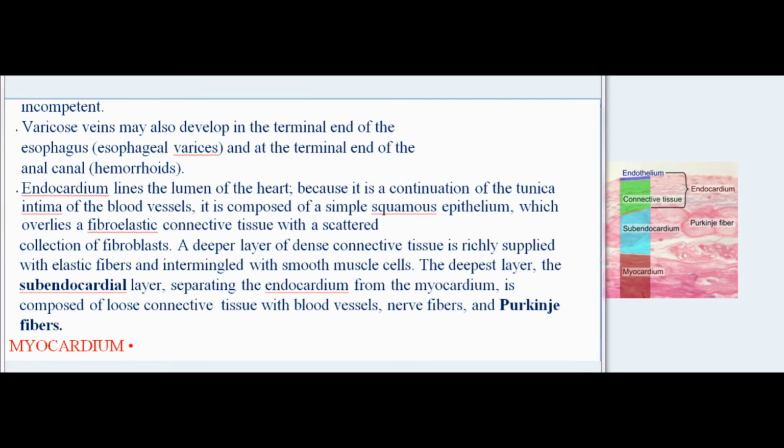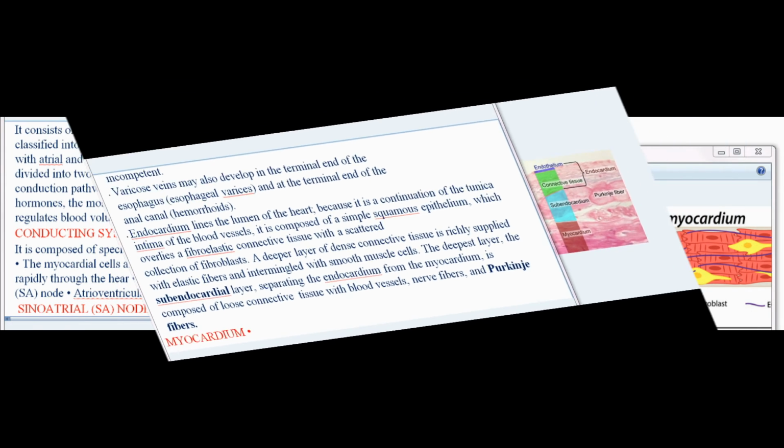Endocardium lines the lumen of the heart. Because it is a continuation of the tunica intima of the blood vessels, it is composed of a simple squamous epithelium, which overlays a fibroelastic connective tissue with a scattered collection of fibroblasts. A deeper layer of dense connective tissue is richly supplied with elastic fibers and intermingled with smooth muscle cells. The deepest layer, the subendocardial layer, separating the endocardium from the myocardium, is composed of loose connective tissue with blood vessels, nerve fibers, and Purkinje fibers.